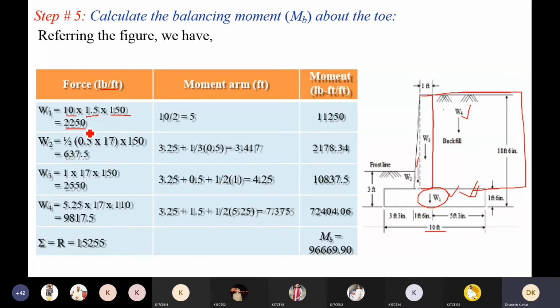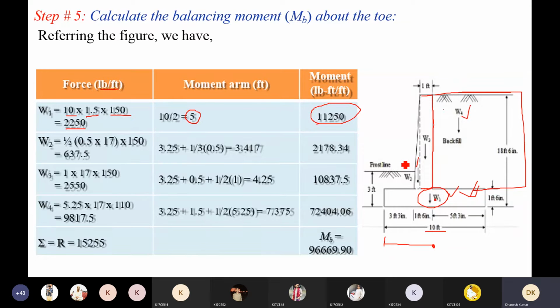The force is 2250 pound per foot. Now you have to calculate the moment and distance about the toe, because as I've told you, the toe is the main focal point at which our balancing moment is generated. Now this is our lever arm. The total base is 10 foot, so the lever arm is about the center, that is 5 foot from the toe. So moment is force multiplied by distance: 2250 multiplied by 5, which comes out to be 11,250 pound foot per foot. That is your moment.